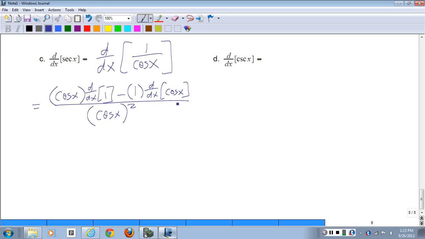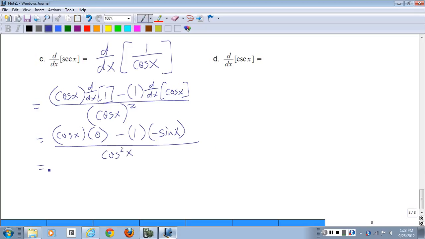Of course, the derivative of 1 is 0. We'll write that down. Cosine x times 0 minus 1 times derivative of cosine x is negative sine x, all over cosine squared x. So the numerator ends up being what? 0 minus negative sine x? So just sine x over cosine squared x.